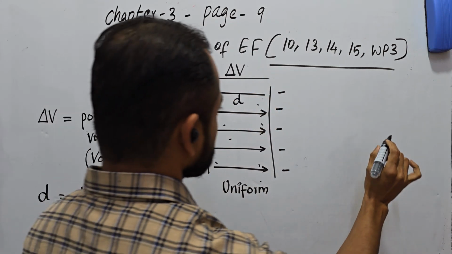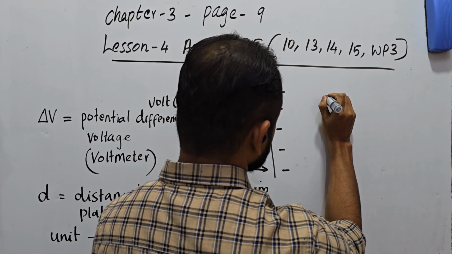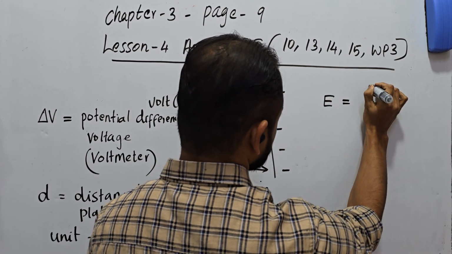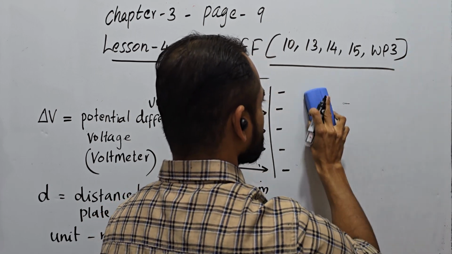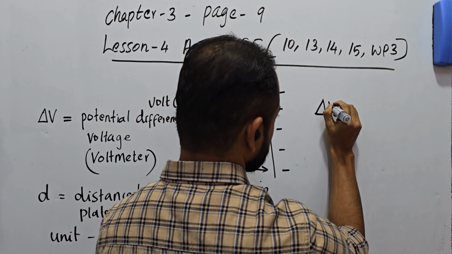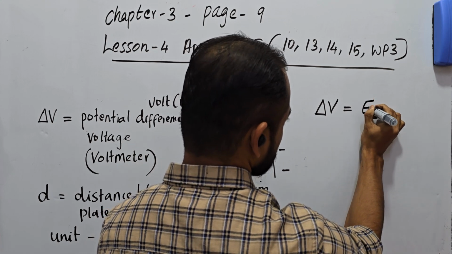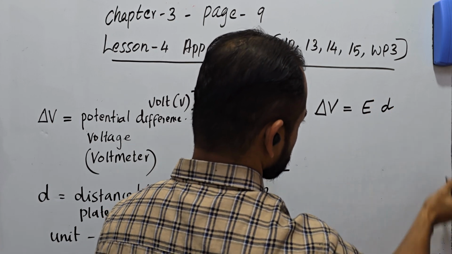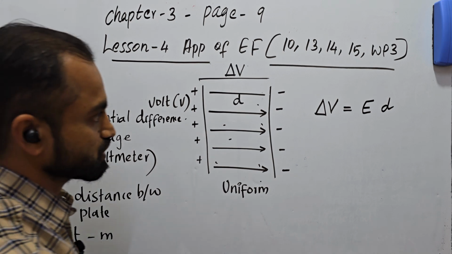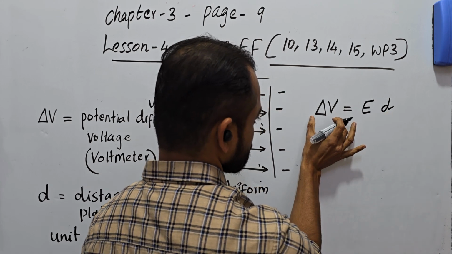The next, how to calculate the electric field? Better I will give you the equation for the potential difference first. Delta V, the potential difference between the plates, is equal to the electric field between the plates times the distance between the plates. Do you understand this equation? What is delta V?